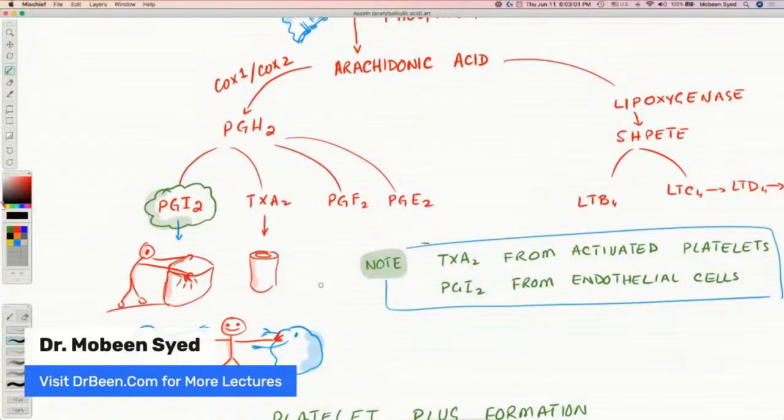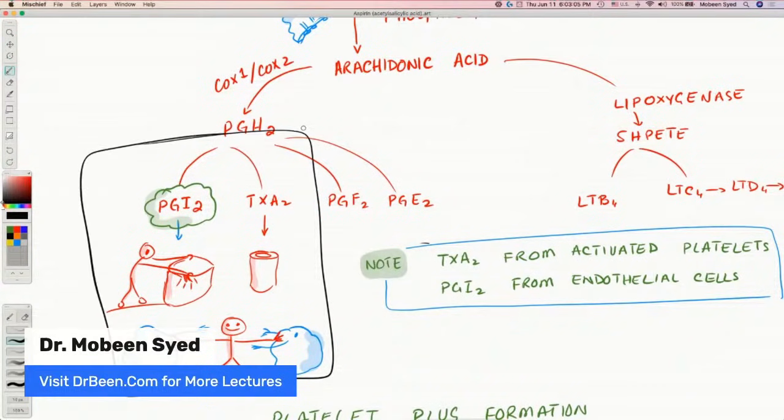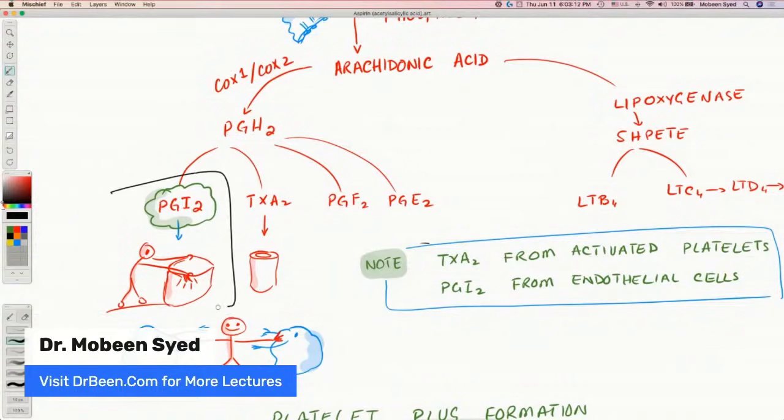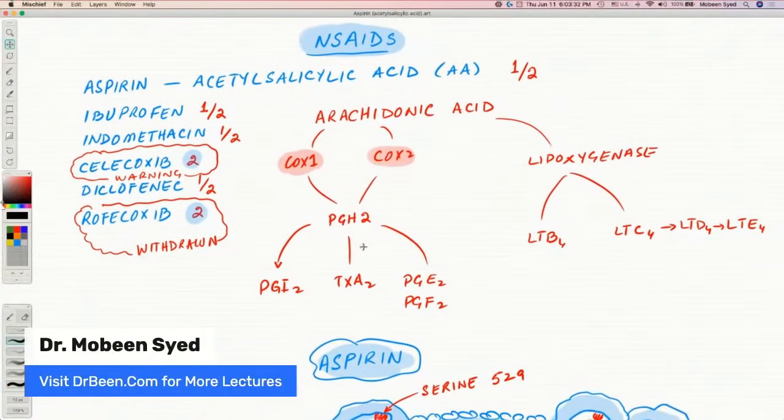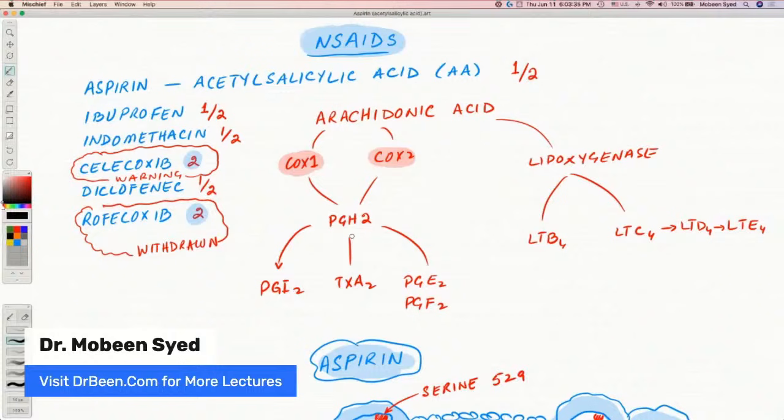The main area that we are going to discuss again today is this part, the prostacyclin and thromboxane A2. Yesterday we discussed that prostacyclin, which was the epoprostenol, causes vasodilatation and inhibits platelet aggregation. We also saw that thromboxane A2 causes vasoconstriction and platelet aggregation. Keeping that in mind, let us look here at the NSAIDs in general. NSAIDs are non-steroidal anti-inflammatory drugs.